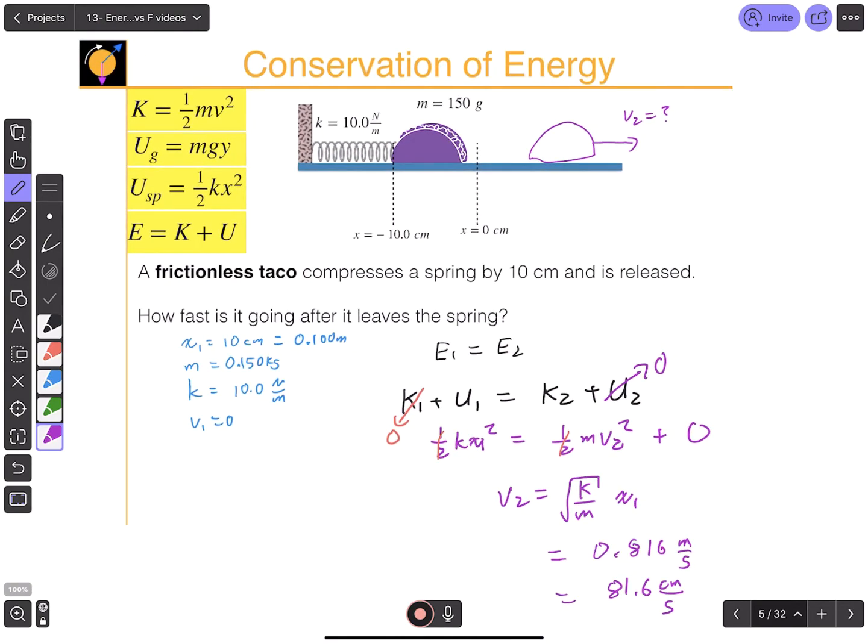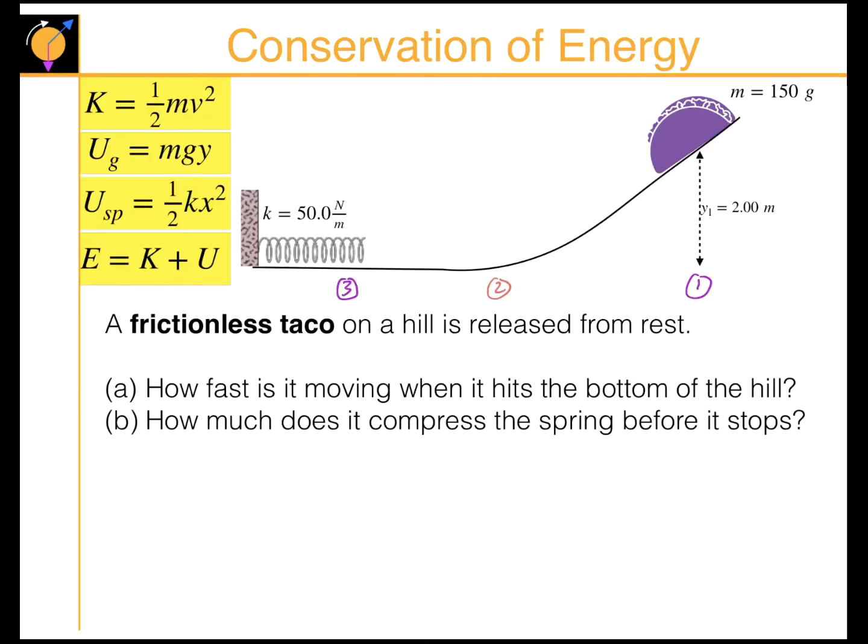Basically, at the beginning, there was a bunch of energy stored in the spring. All the energy was stored in the spring, and when we released it, the spring converted that energy into kinetic energy of the taco. Okay, so we are going to do another problem where we have a taco at the top of a hill that starts at rest, right? So its initial speed is 0, and it's released, and it slides down the hill, gaining speed.